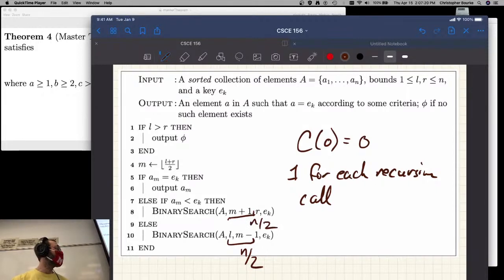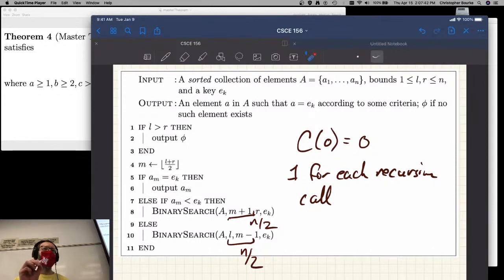Do both of those recursive calls get made? Nope. It's if, else if, else. They are mutually exclusive. So either this one gets called or this one gets called. We might get lucky here and say, stop. Imagine that happened on the first iteration: we called binary search and we immediately found that element right in the middle.